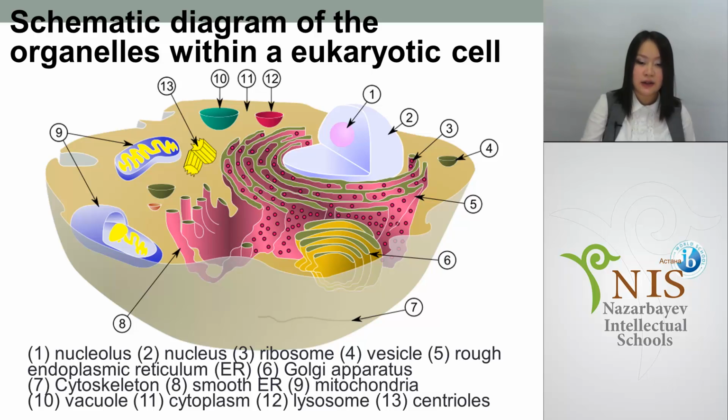Number 9 is mitochondria. 10, vacuole. 11, cytoplasm. And 12, lysosome. And 13, you see here centrioles.